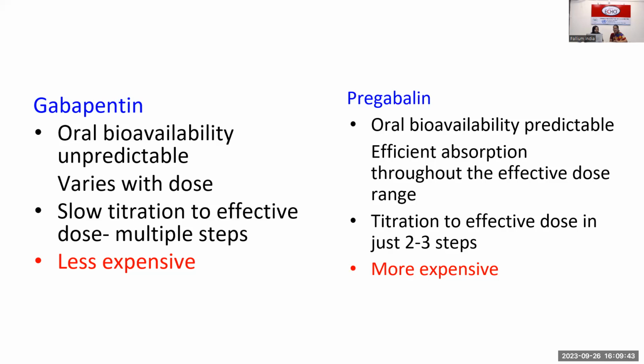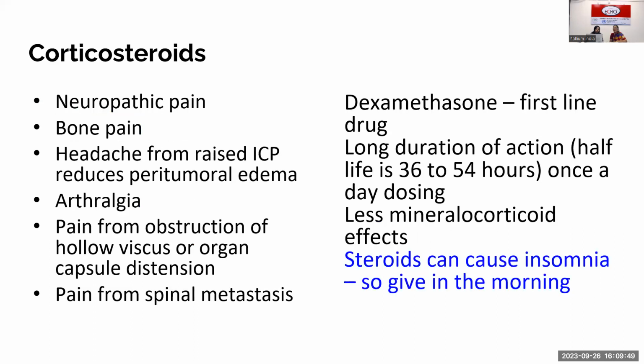Gabapentin is less expensive and pregabalin is more expensive. Next group is corticosteroids. Corticosteroids play a big role. They are useful in very many types of pain management because in varied groups it can be of help. It is found to be useful in neuropathic pain, bone pain, pain due to raised ICP, and also for arthralgia, and also for bowel obstruction symptoms, and pain from spinal metastasis.